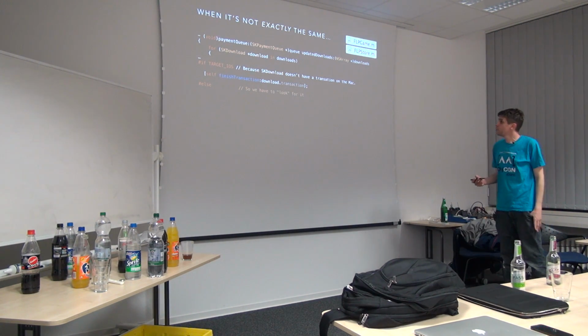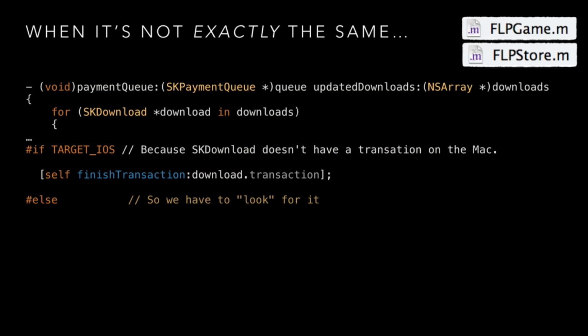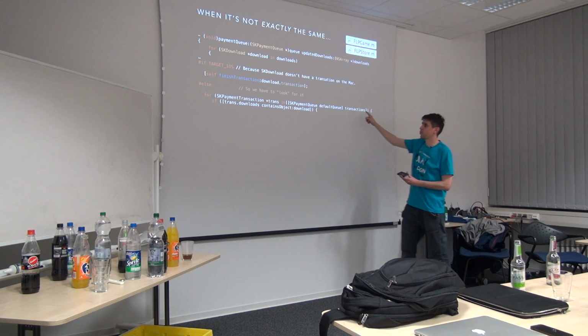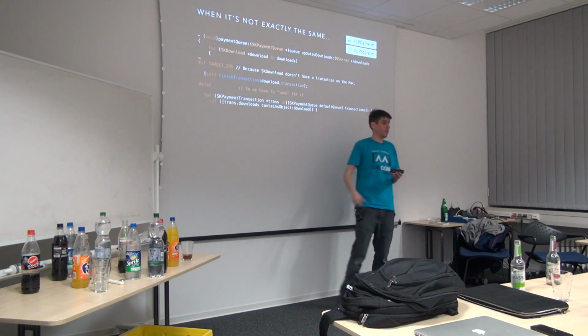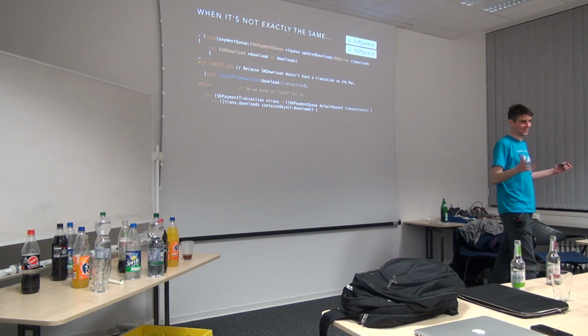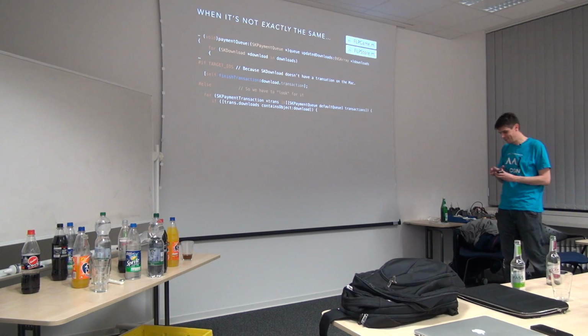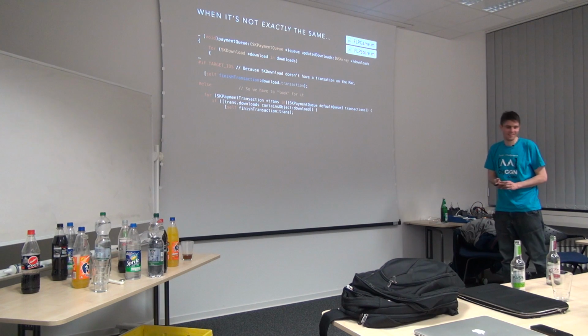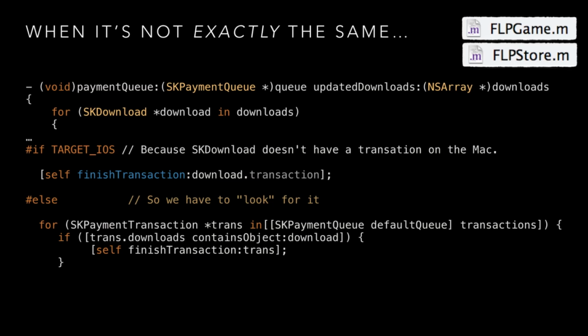On the Mac, there is no transaction on an SKDownload. Same thing. So what I did is a little bit stupid, but I couldn't find another way to do it. I went all over my default queue for my transactions, and basically in those transactions in the payment queue, I have the downloads. And I'm looking, hey, is it you? Do you have this download? And if I have it, then yeah, I do my business. Anyway, it's a bit tricky sometimes. You have to work around things.